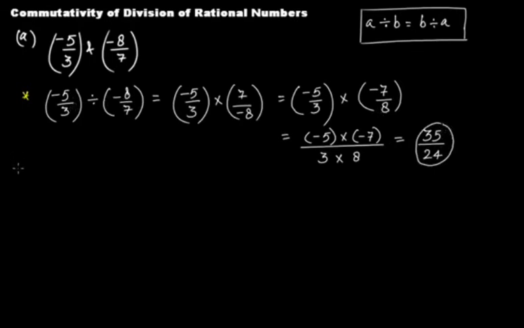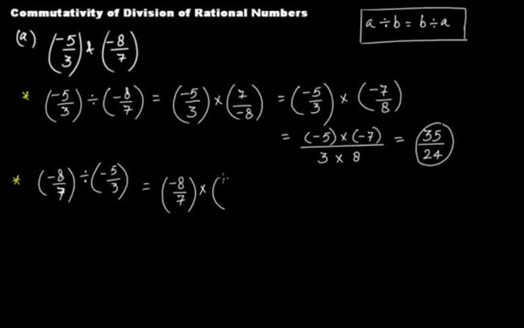So 35 over 24 is the quotient or the result of this division. Now let's divide minus 8 over 7 divided by minus 5 over 3. Now again invert and multiply, so this is minus 8 over 7 times 3 over minus 5.